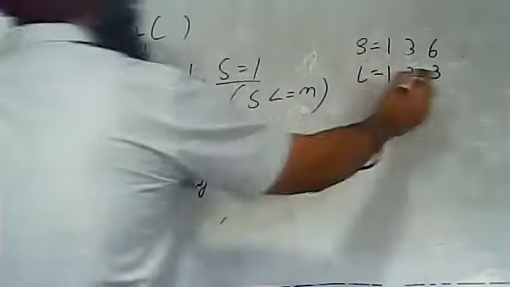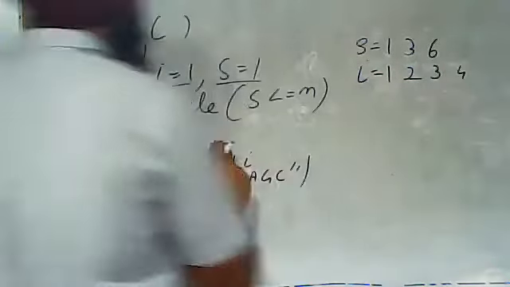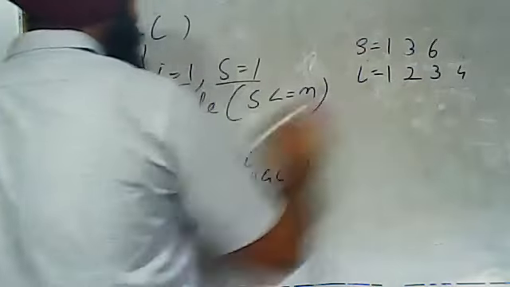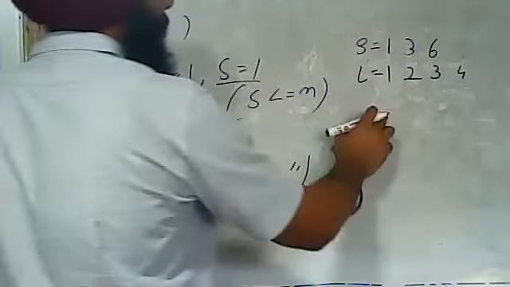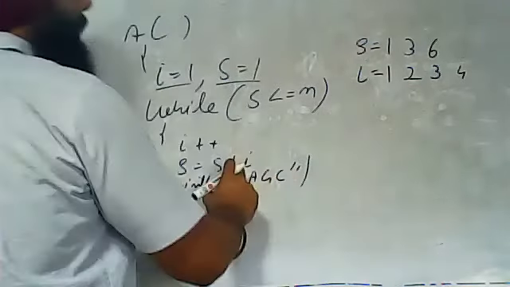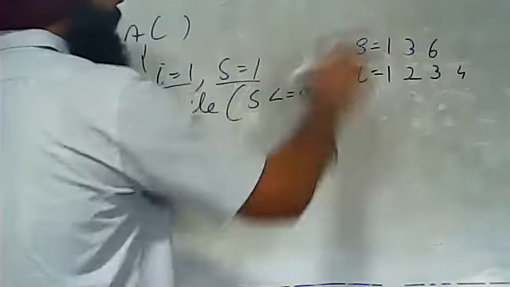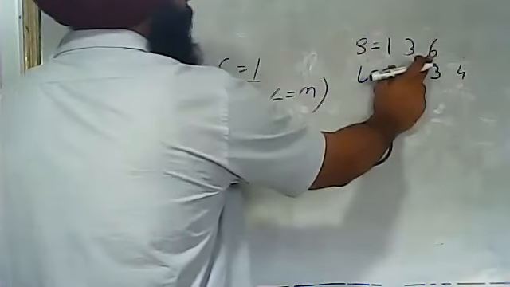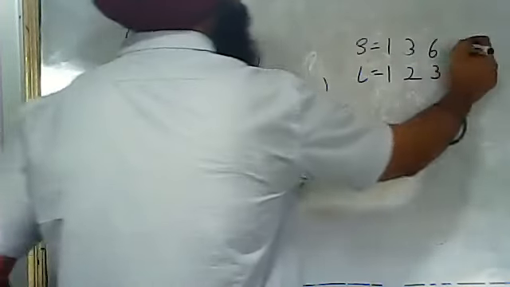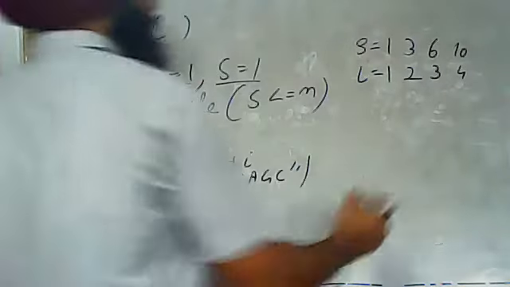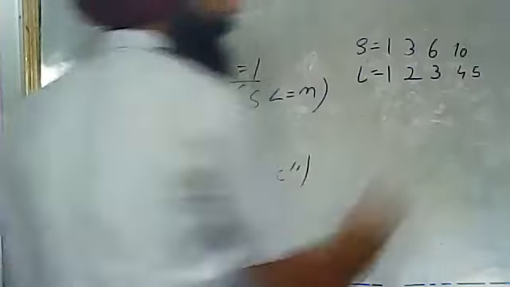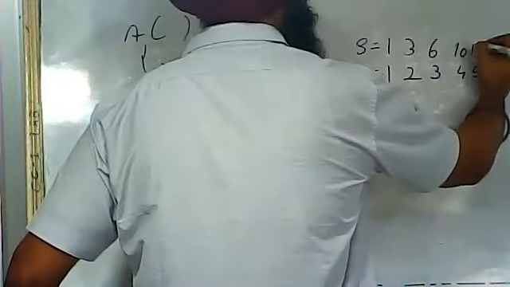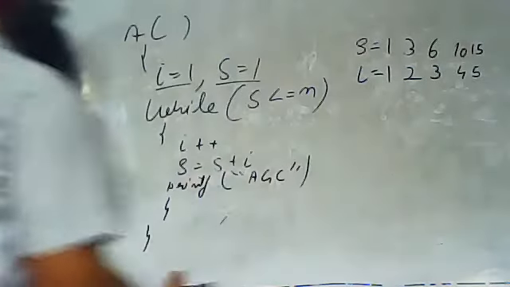Then i's value will become 4, because i is getting incremented by 1, and s is getting incremented by i. So whatever the value of i is, that will get added to the previous value of s. Like this, here we have 4 and here we have 6. 6 plus 4 will be 10. And then if i's value becomes 5, the value of s will become 15. 10 plus 5 will be 15.